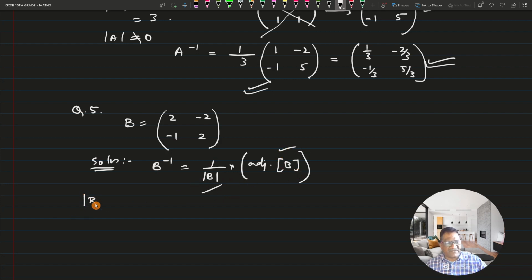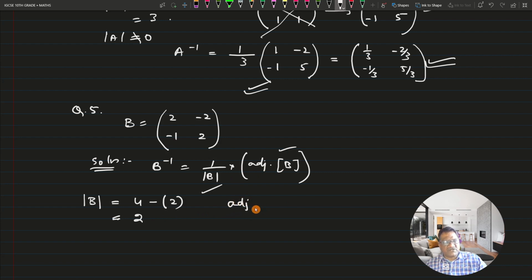So let us find out determinant of B. Determinant of B will be 2 into 2 is 4 minus 1 into minus 2 is 2. So this happens to be 4 minus 2, which is 2. So this is determinant of B. And since it is a non-zero number, okay, therefore the inverse of the B exists. Now let us try to find out the adjoint of this B.